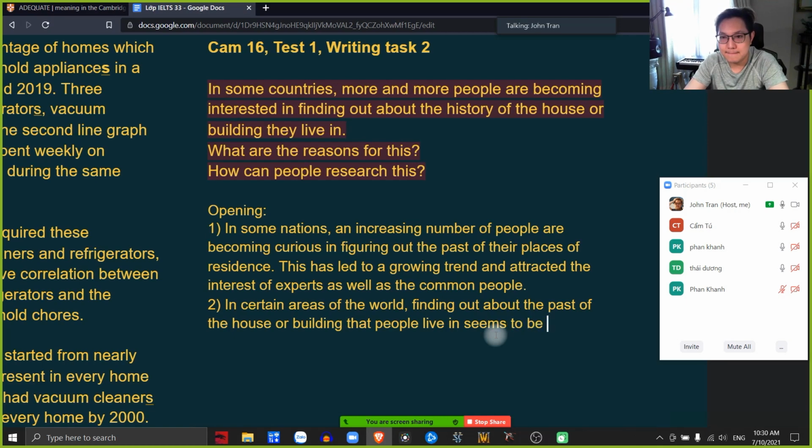seems to be the new interest. So instead of using becoming interested in, I can use the noun form new interest. Thay vì dùng là đang trở nên ngày càng hứng thú thì chúng ta phải dùng cái dạng danh từ của cái interest. Interested nó là interest. Seem to be the new interest, dường như là một cái hứng thú mới.